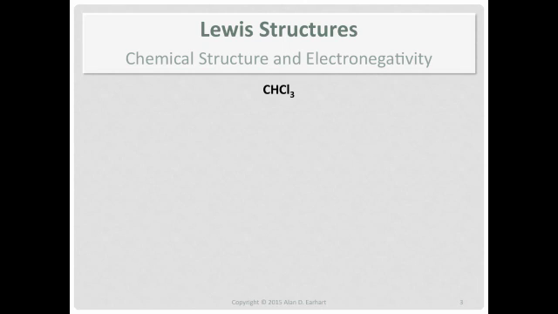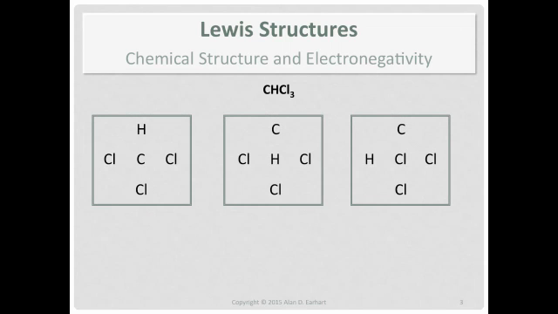Let's take the molecule CHCl3. And if I tell you that there's one central atom and the rest are surrounding it, just right off the top of your head, there appear to be three different choices. The one on the left, I have carbon as the central atom. The one in the middle, I have hydrogen as the central atom. And the one on the right, I have chlorine as the central atom. You can eliminate one of these choices immediately. Which one is it?